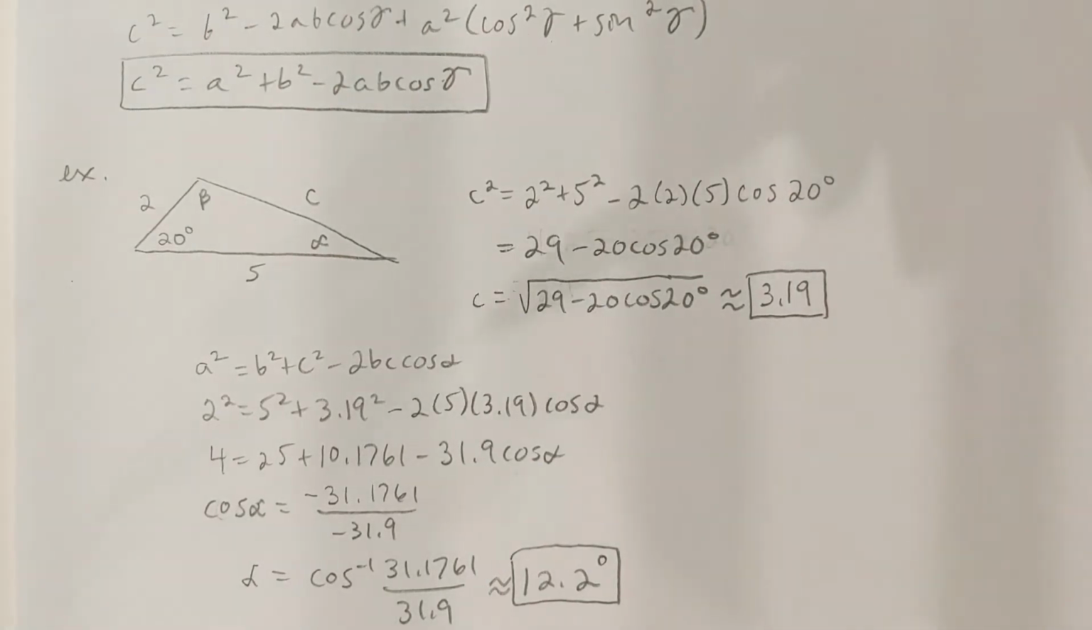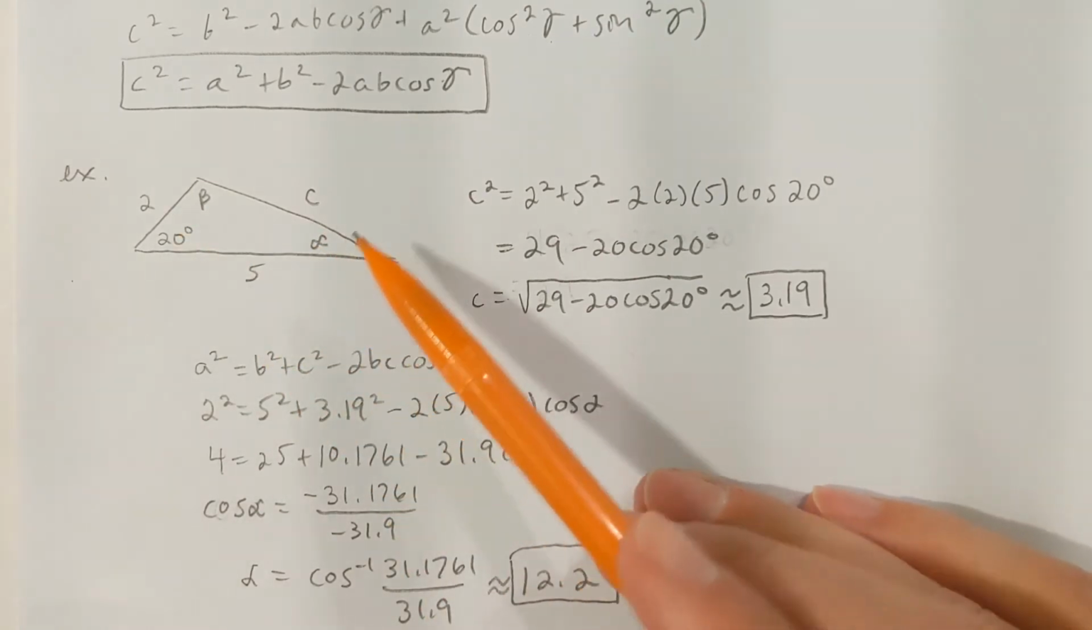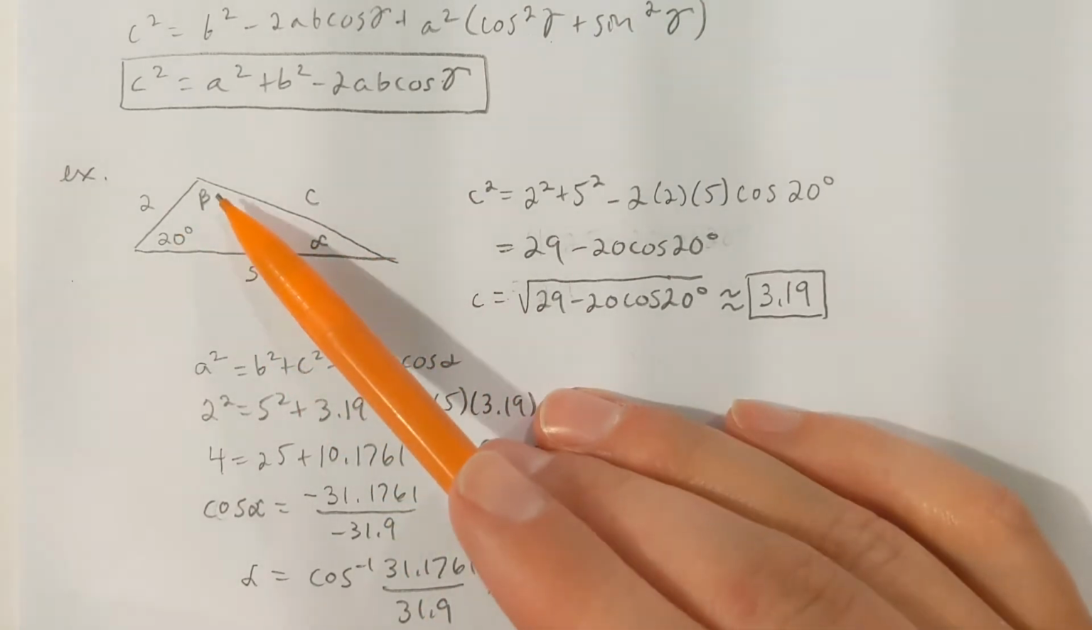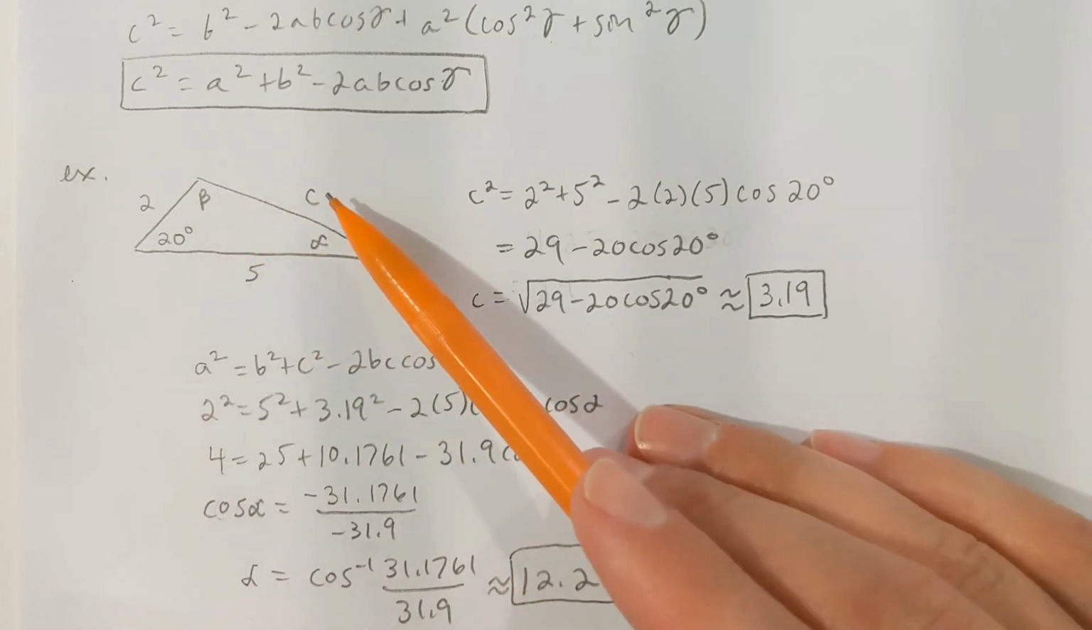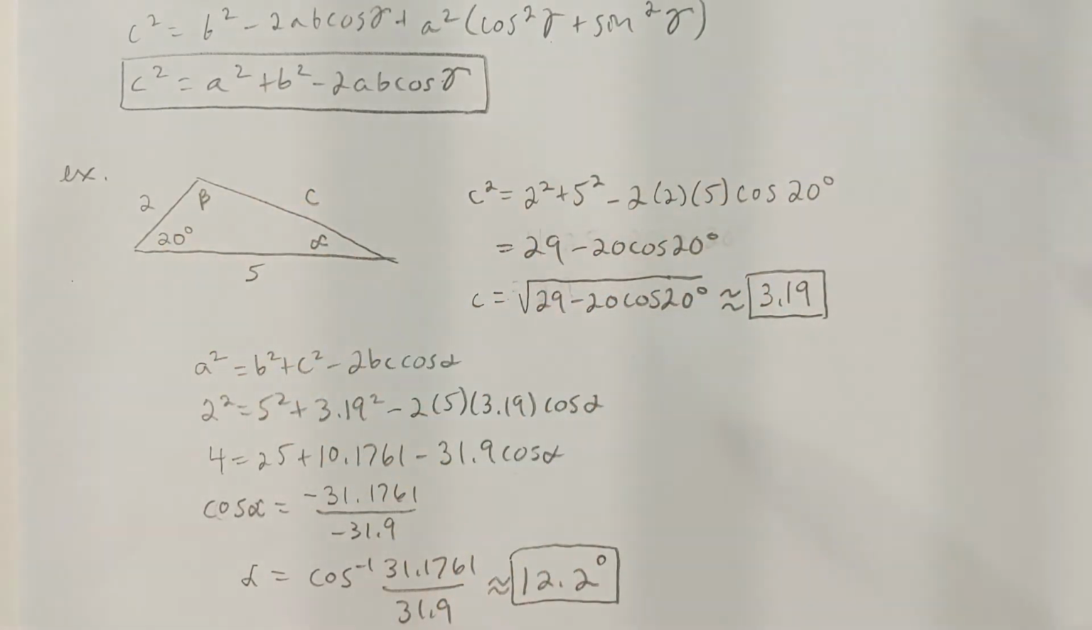Now, in this picture, suppose I want to solve this triangle. 2 is opposite alpha, I don't know alpha. 5 is opposite beta, I don't know beta. C is opposite 20 degrees, I don't know C. So I can't use the law of sines. If I were to set that up, I would have 2 unknowns and not 1 unknown, which means that my only option in this problem would be to use the law of cosines.